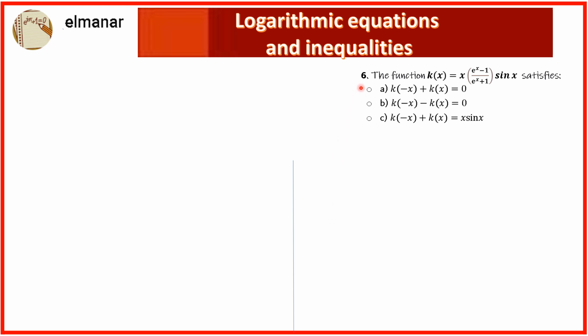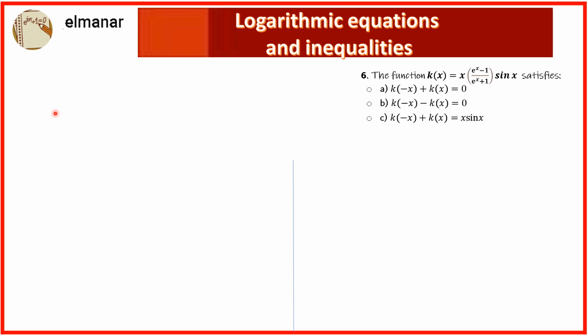Question 6. The function k of x equals x times the quantity e to the power of x minus 1 divided by e to the power of x plus 1, all multiplied by the sine of x. It satisfies the following relations. A. k of negative x plus k of x equals 0. B. k of negative x minus k of x equals 0. C. k of negative x plus k of x equals x times sine of x.